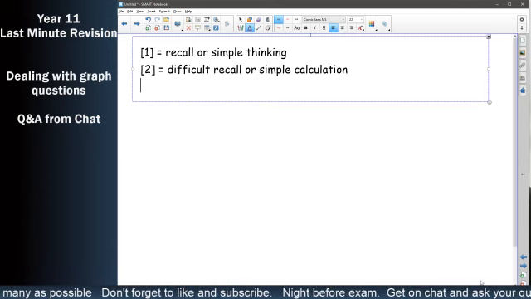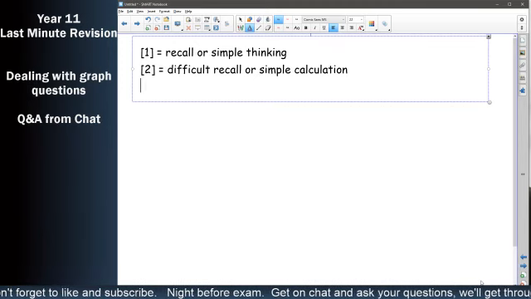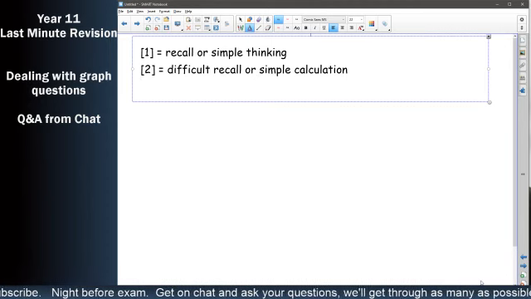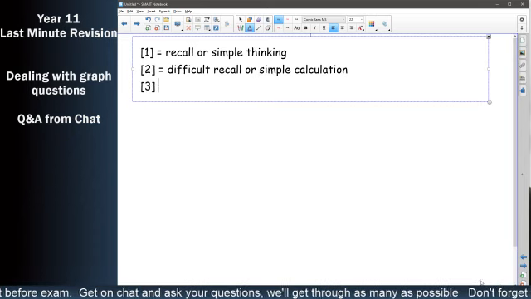Difficult recall for 2 points, something along the lines of the principle of moments, which will be 1 mark for saying for the object to be in equilibrium, 1 mark. The sum of the clockwise moments is equal to the sum of the anti-clockwise moments about any given point for your 2nd mark. Okay. Then on to 3 marks.